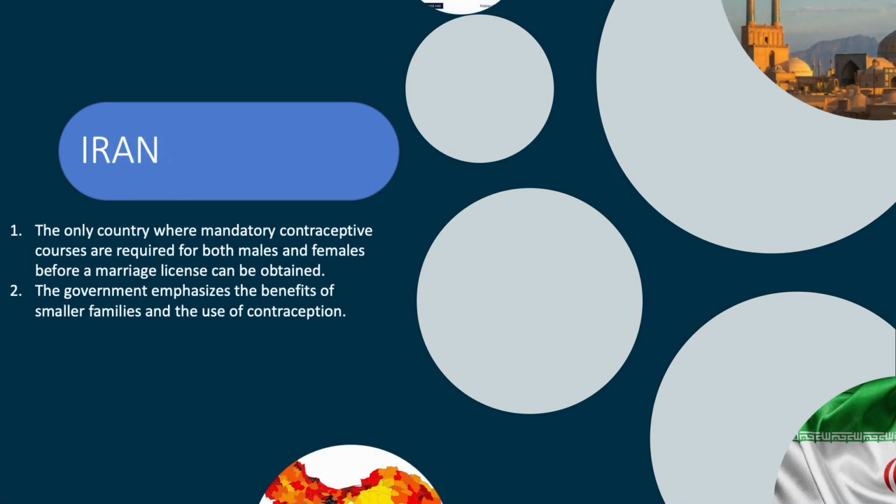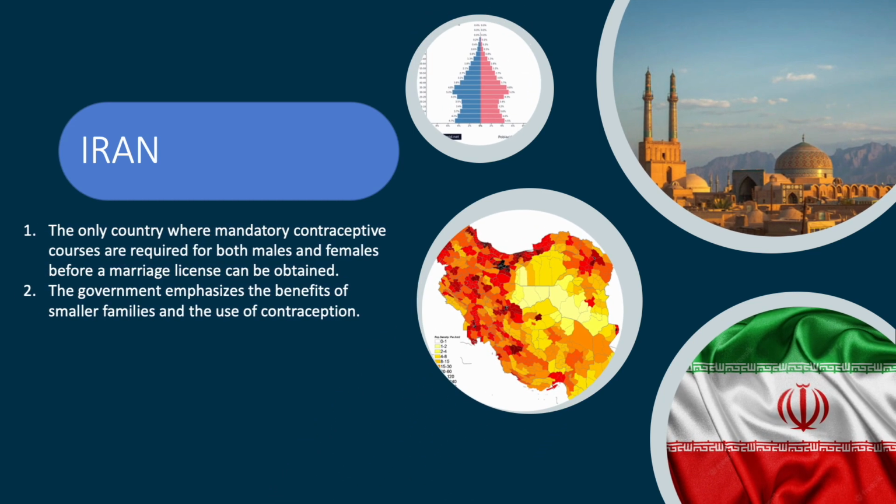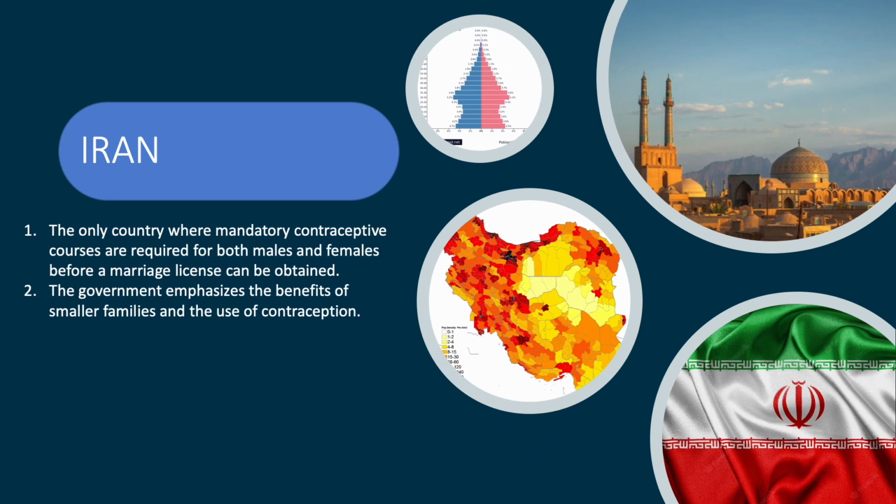Iran has succeeded in sharply reducing its birth rate in recent years. Iran is the only country where mandatory contraceptive courses are required for both males and females before a marriage license can be obtained. The government emphasizes the benefits of smaller families and the use of contraception.